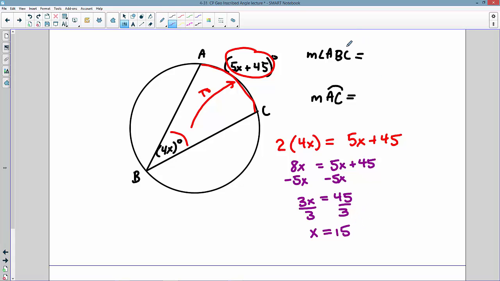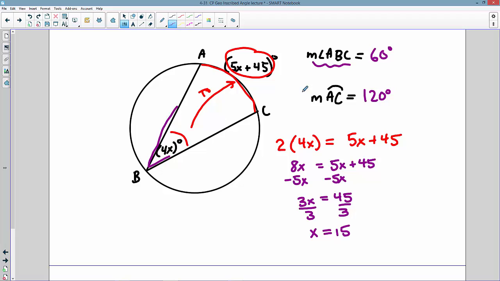Okay, but that's not the answer to the question. The answer is, what's the measure of angle ABC? Well, angle ABC is the inscribed angle here, and it's 4 times that number. It's 4 times 15. Try it on your calculators. It's 60 degrees, right? And of course, I know AC without even plugging it in, although I can plug it in. It has to be double that, so it's 120 degrees.